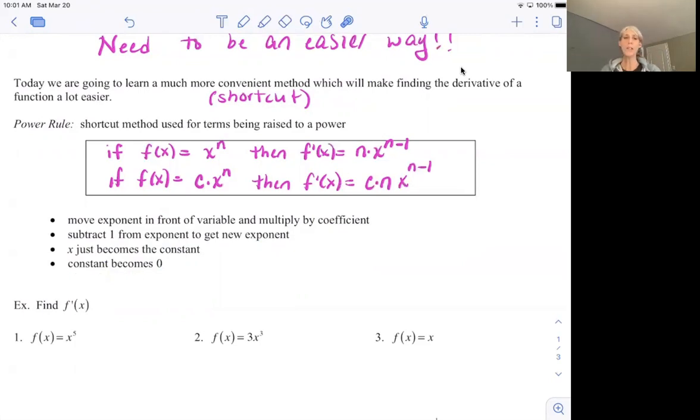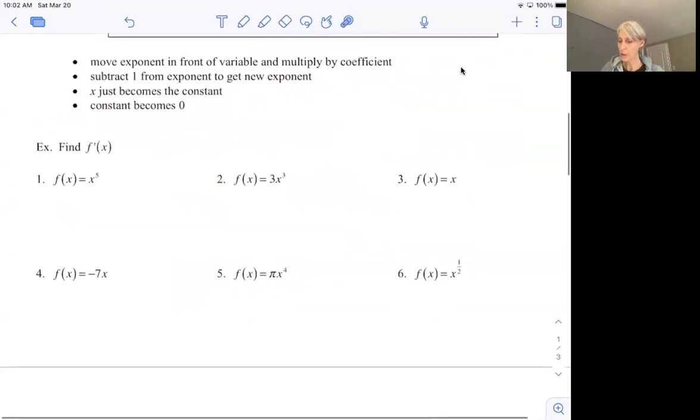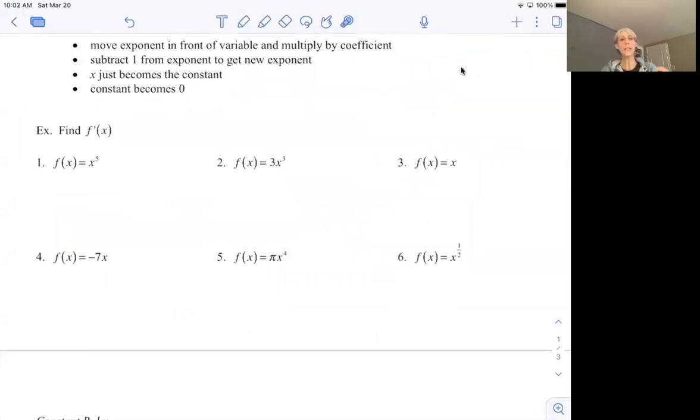I just want to remind you right here that these shortcut methods came about from the definition of the derivative, but those proofs are way too long to show. So we're just going to use the rule. Just work through the examples. They're super easy.